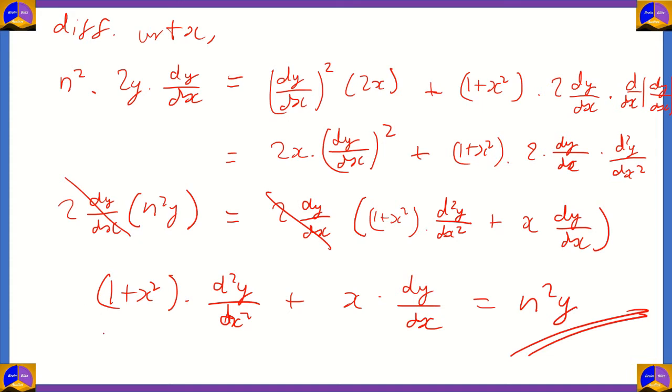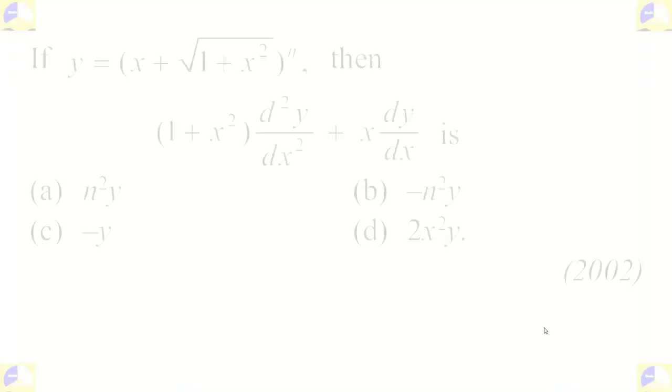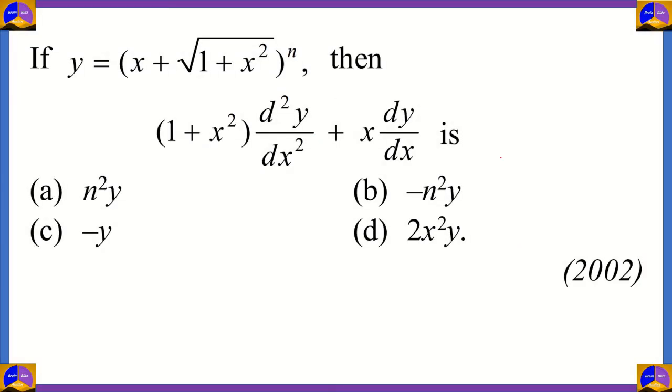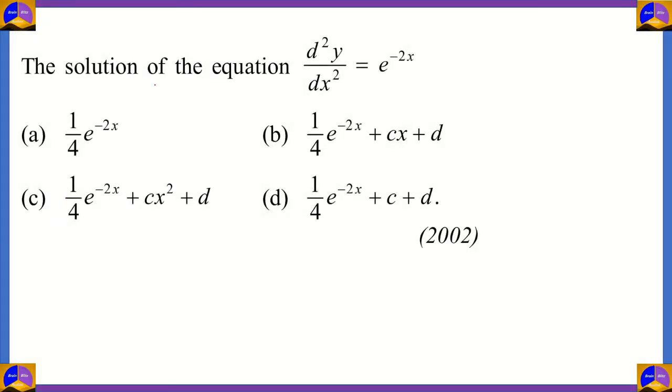So this left hand side was the question which we asked here. So therefore the right hand side must be the correct equation. So n squared y is the correct answer. So if you look at our question asked in 2002, the correct option here would be option A, n squared y. Let's move on to the next question.